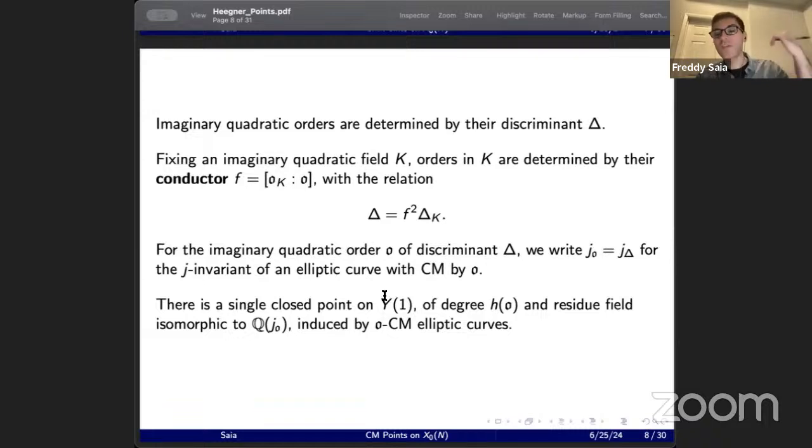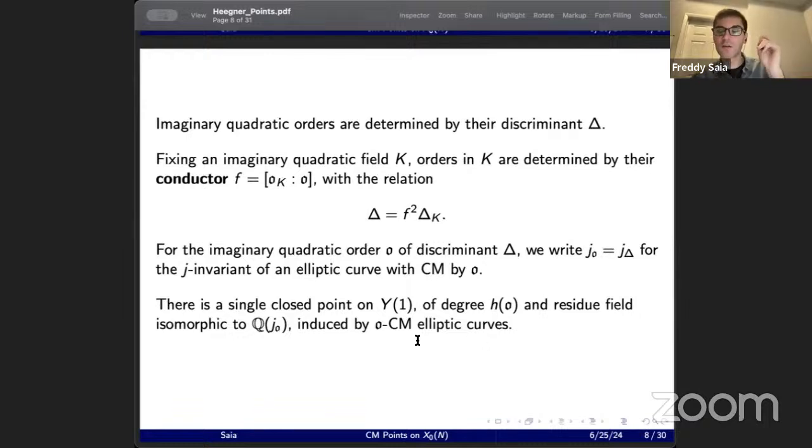And so on this J line, on Y of 1, I'm not caring about the cuspidal point. There's a single closed point of degree the class number of your order, with residue field isomorphic to Q adjoin the J invariant. So it's the minimal field of definition of an elliptic curve with CM by O. Related to that question, fix any order you like, fix any imaginary quadratic discriminant you like. These are just negative integers which are 0 or 1 mod 4. Those are your discriminants.